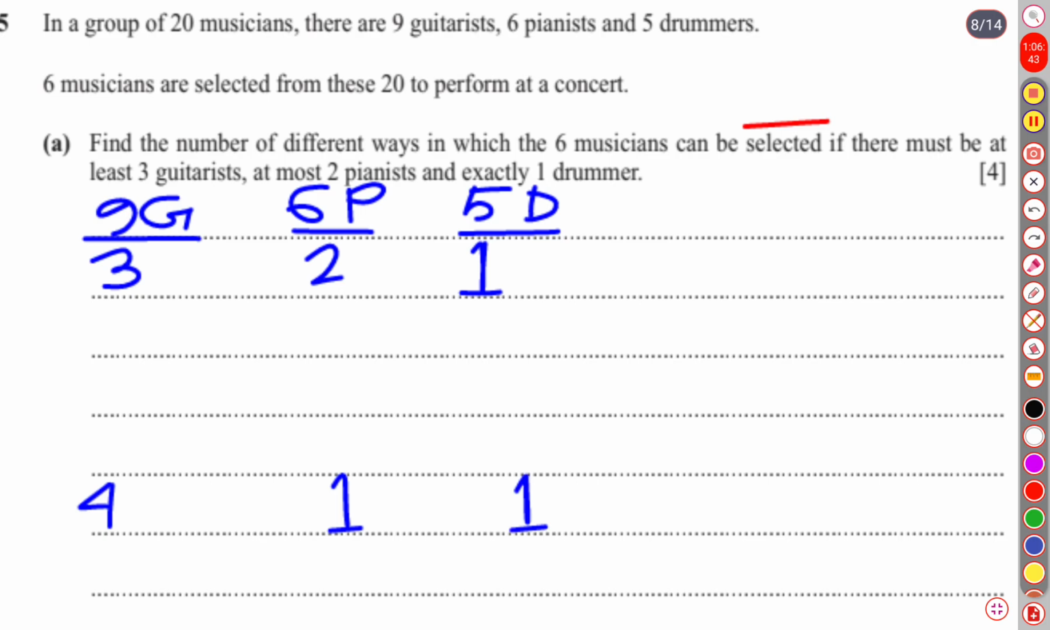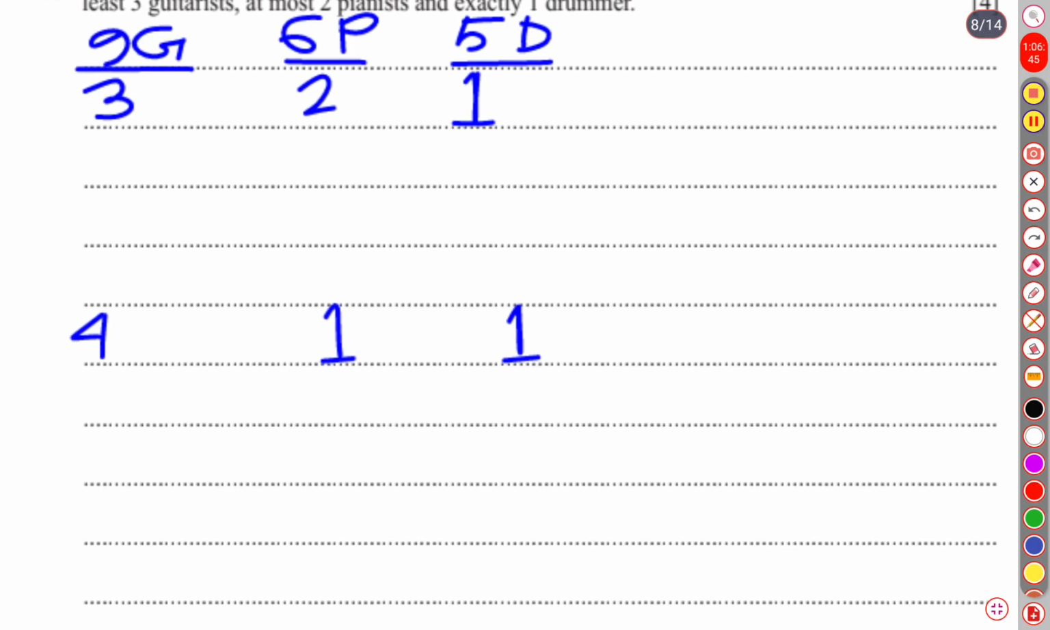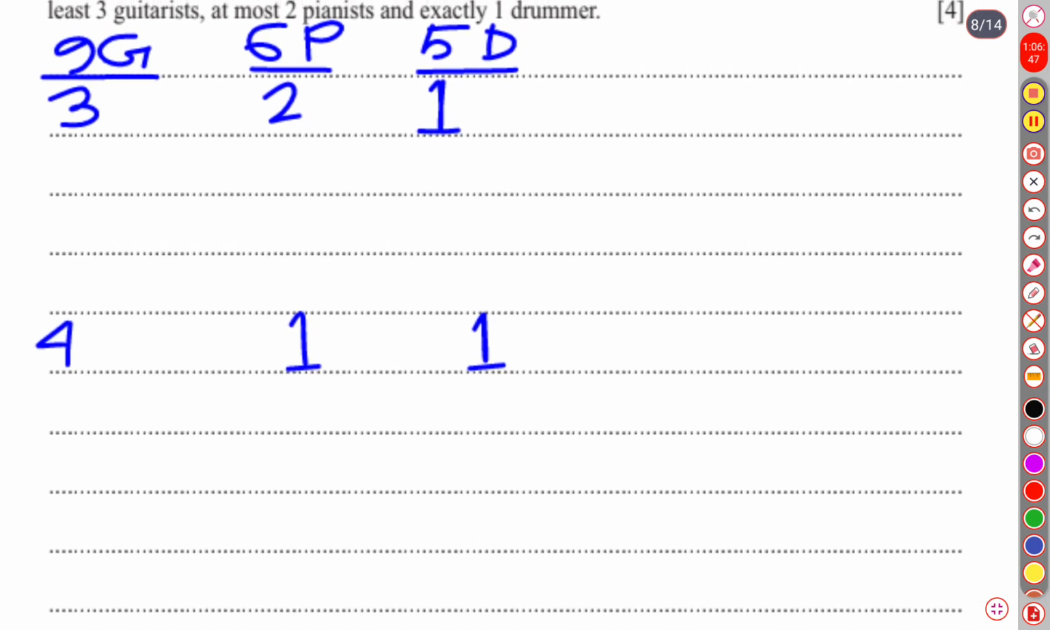So what is the third possible case? Out of 9 we can take 5 guitarists, and from 6 pianists we can choose nothing because they told maximum there may be 2, so 0 is applicable. And finally, the number of drummers is always the same, that is 1.